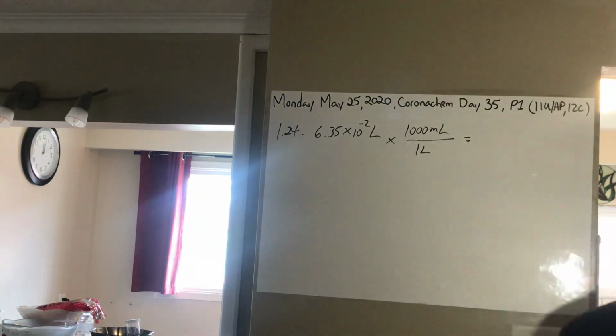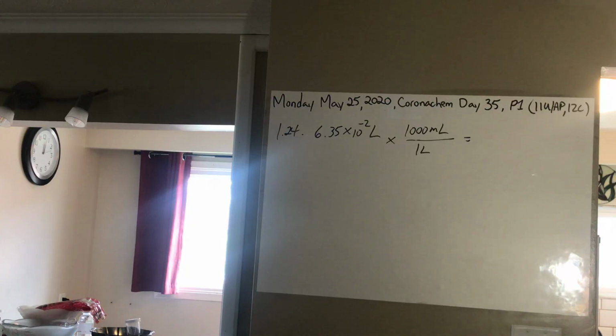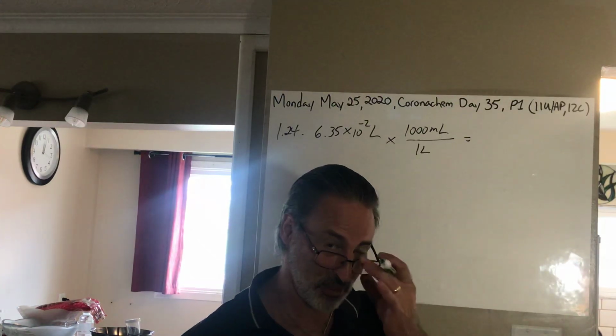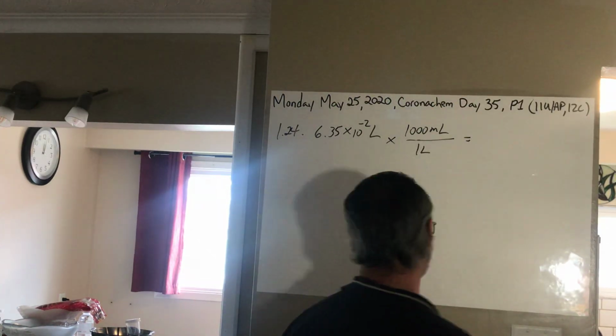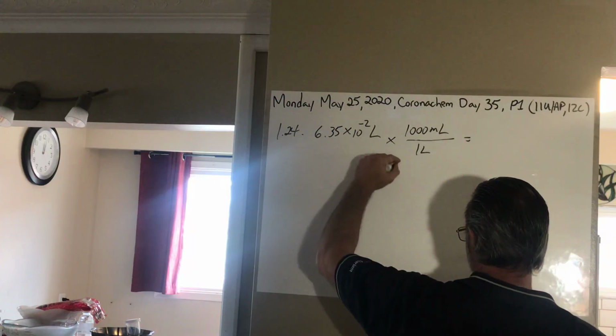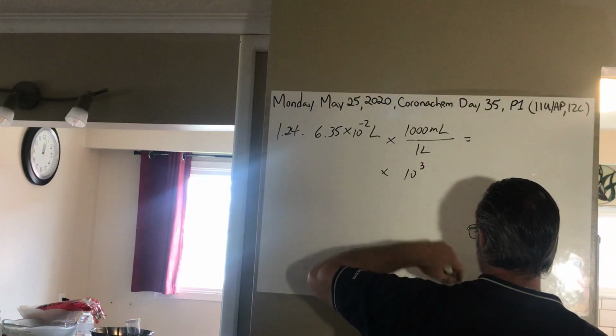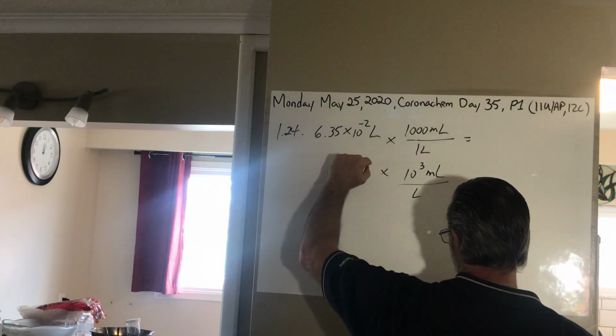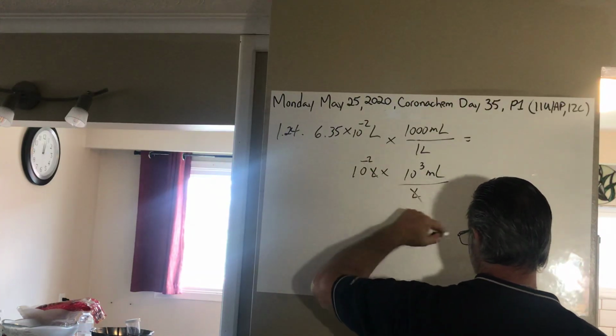Wait a minute. What did they say in there? Without use of exponents. That doesn't mean we can't use exponents to solve it. They just want the answer not to be in exponents. So I'm going to rewrite that as an exponent. I'm going to say 10 to the 3 milliliters per liter, because it makes it so much easier to solve this. 10 to the minus 2, okay, the liters will cancel.